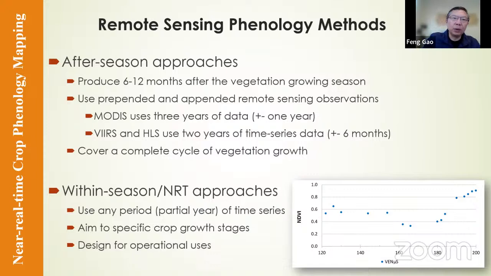And the VIIRS phenology data use 2 years of time series, with 6 months before and after the target year. Normally, you need to cover a complete cycle of vegetation growth. Within-season approaches use the latest available remote sensing observation to produce land surface phenology. It can use any period of time series data. Since the within-season approach can run anytime using the latest observations, they are also called near real-time approaches.